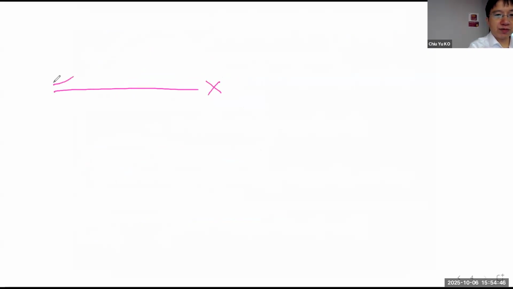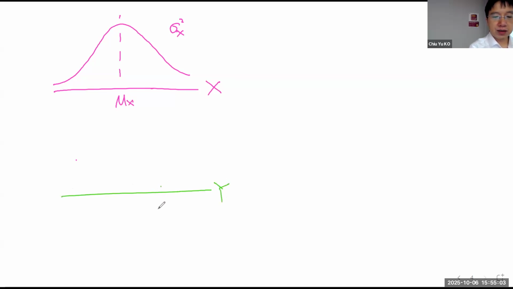The concept is the following. You are going to draw a number from a bell curve. Any bell is okay, with mean mu x and variance sigma x squared. You close your eyes and draw a number from here. Now you also close your eyes and draw a number from another bell, maybe with mean mu y. Draw two numbers from x and y, and add these two numbers together. Record it. Draw again, x and y, and add together.